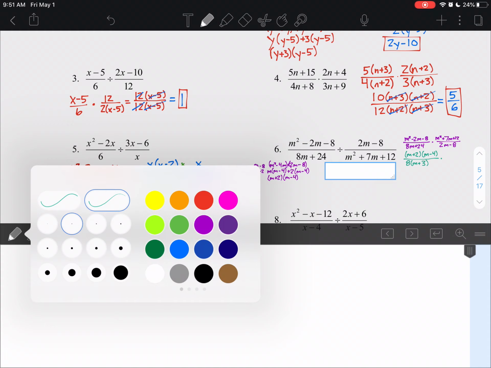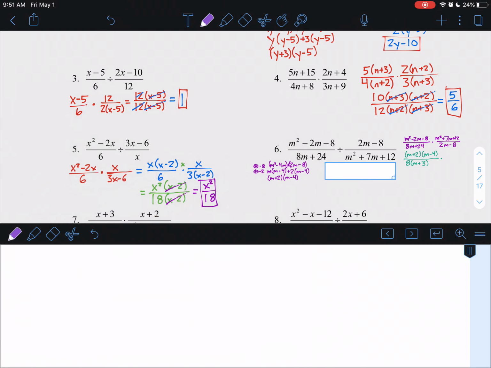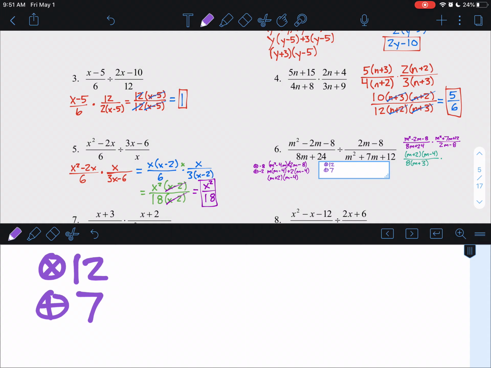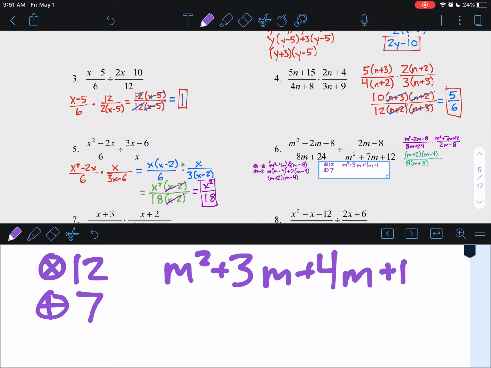I'll use a different shade of purple. Okay. So I have m squared plus 7m plus 12. I'm trying to factor this one now. So let's see, two numbers that are going to multiply to be 12 and add to be 7. It's going to be 3 and 4. So that gives me m squared plus 3m plus 4m plus 12. And I group.